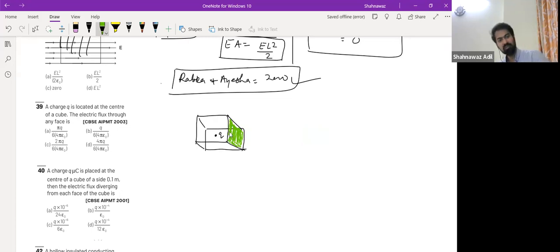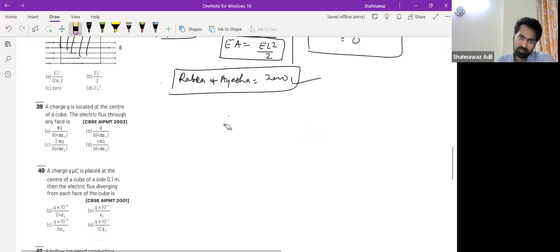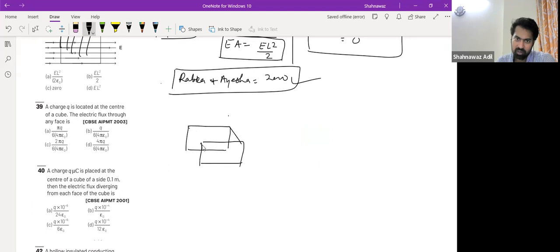So you see, forget about this face for now. Right, forget about this face. And you have one Q. So you tell me, what is the flux through this cube? This is a closed surface. So what is the flux through this cube? Yes, Rabia.